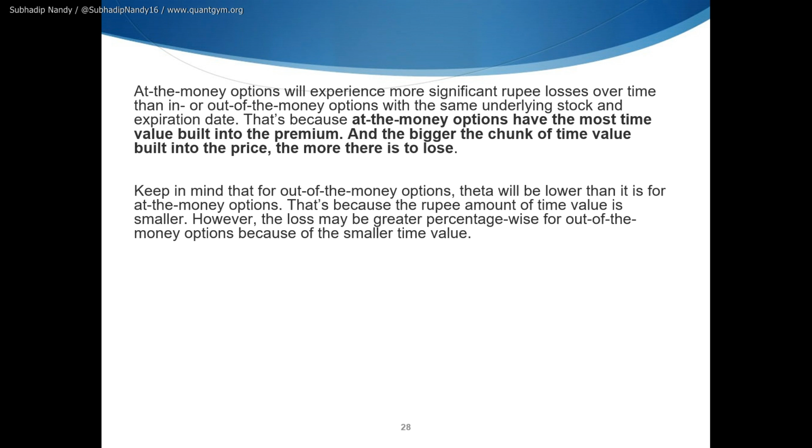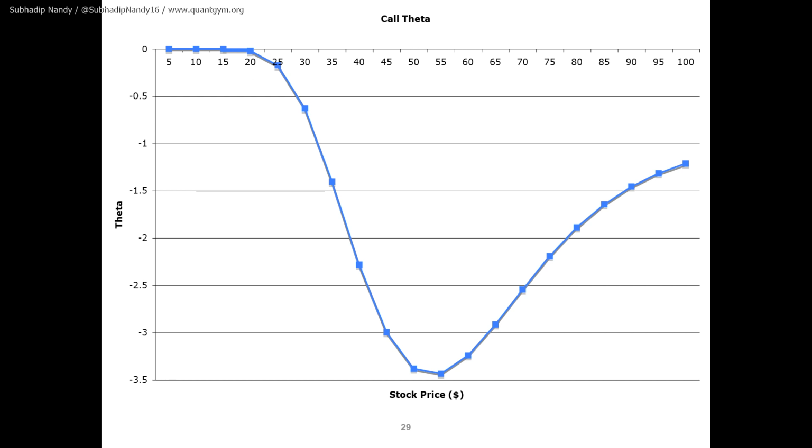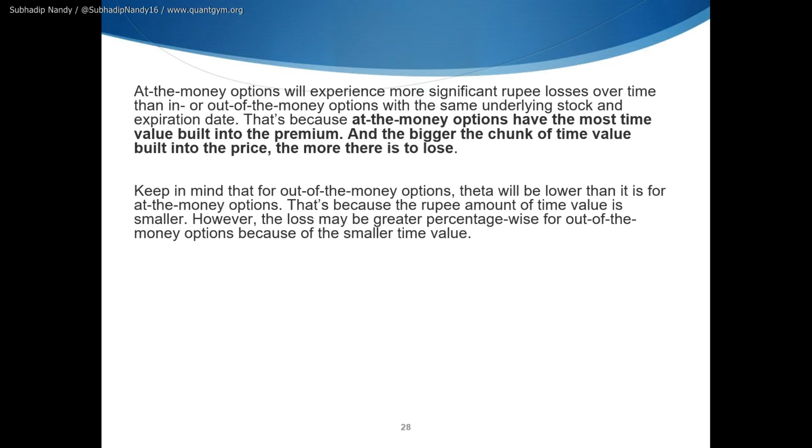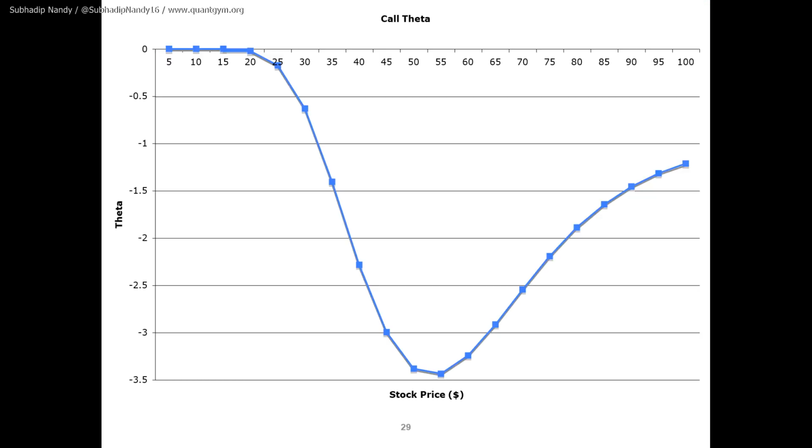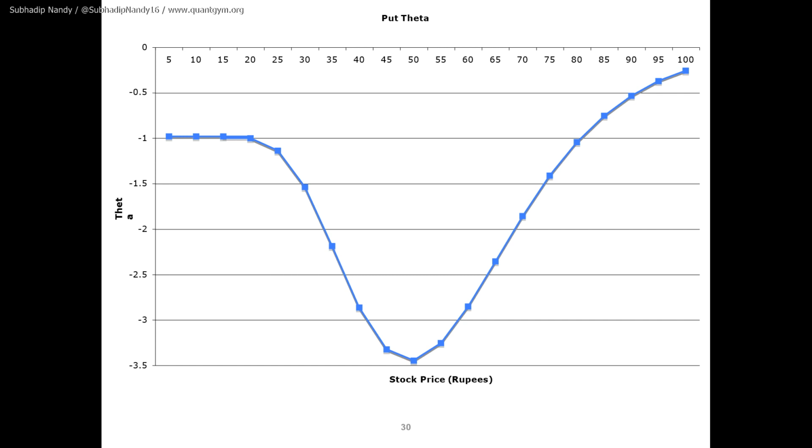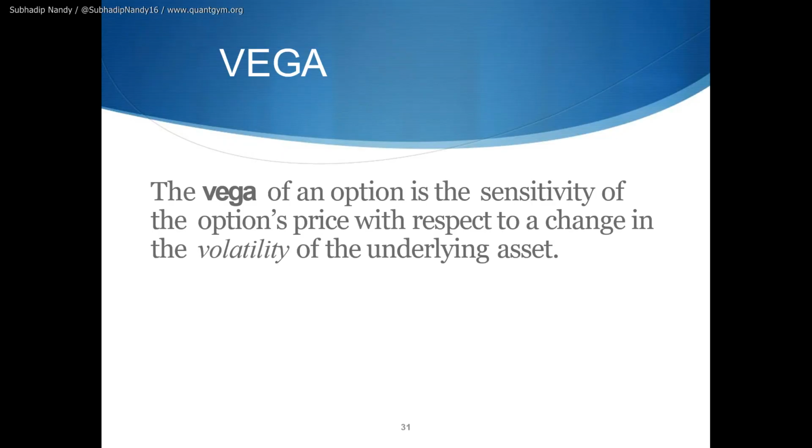Keep in mind that for out of the money options, theta will be lower than it is for at the money options. That's because the rupee amount of time value is smaller. However, percentage-wise loss in an OTM option theta might be greater than the percentage-wise loss in an ATM option. Remember that also. This actually has a bigger implication while trading, but that would be a bit advanced, maybe later. So this is the call theta and this is how a put theta can be graphed.